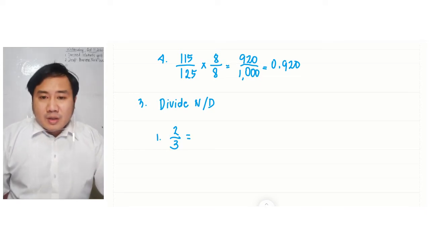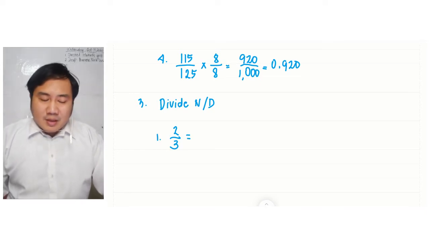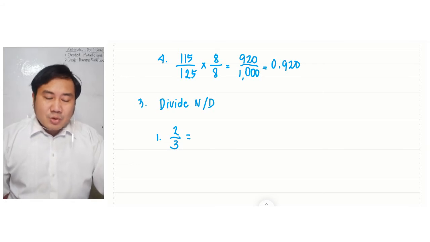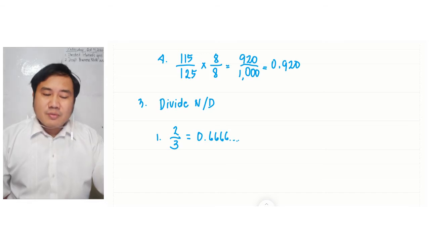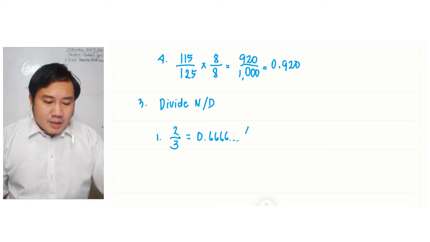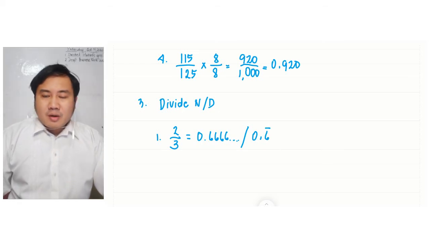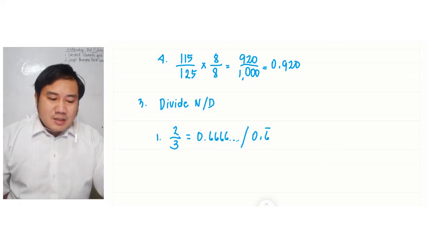3, the denominator 3 obviously is not a power of 10. And you will never find a factor na pwede mong i-multiply sa 3 para maging power of 10. So, what you can do is just divide 2 by 3. And the result is 0.6666 and so on and so forth. Or, it can be written as 0.6 bar. The bar on top of the digit symbolizes a repeating decimal.